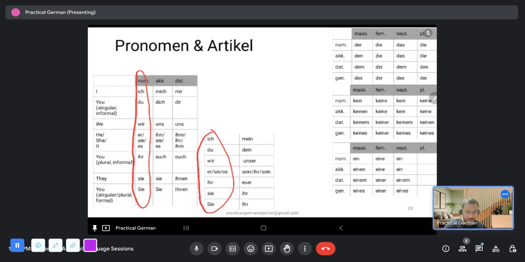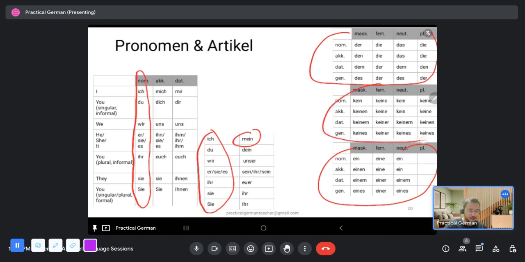Now I'm trying to confuse you. Don't get confused, okay? I'm purposely trying to confuse you. So you have mine, right? These were definite articles. These were indefinite articles. These were negation articles. Now mine will have its own table. If I replace k with m, you will get the table for mine. Makes sense? If I replace k with d, you will get the table for thine.